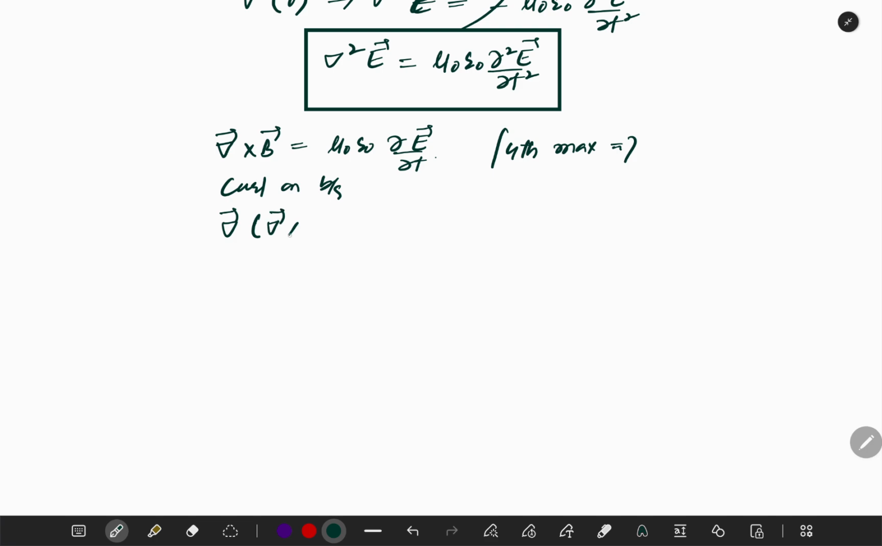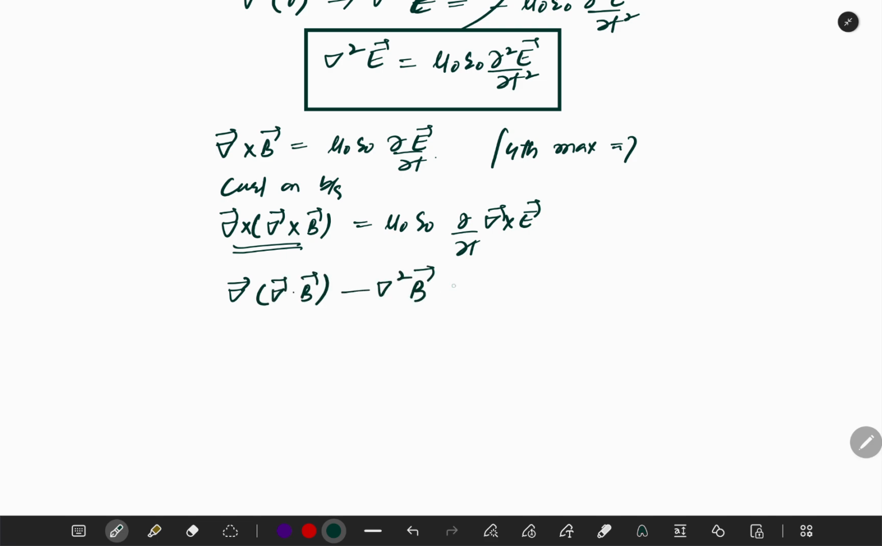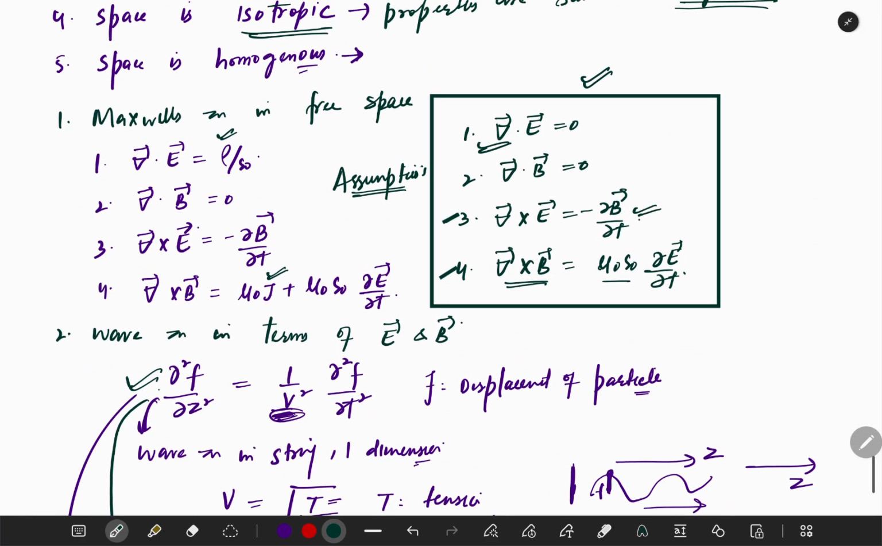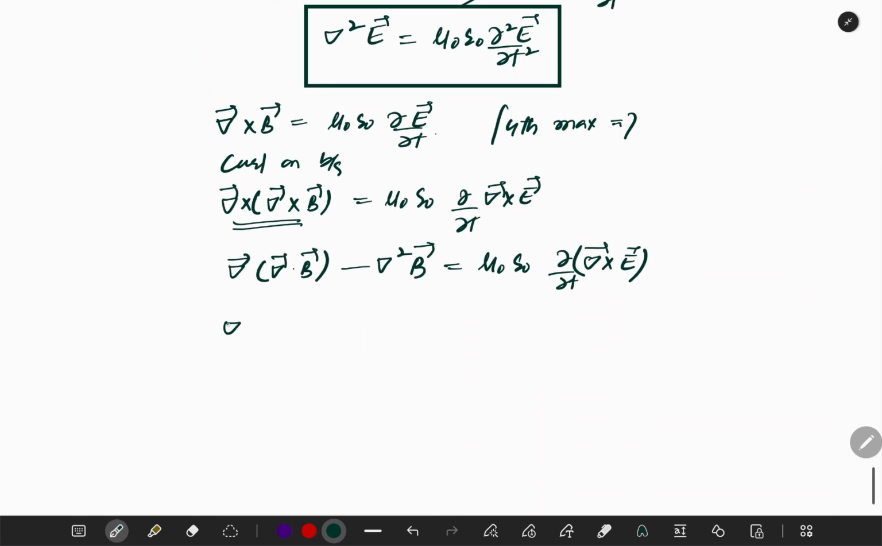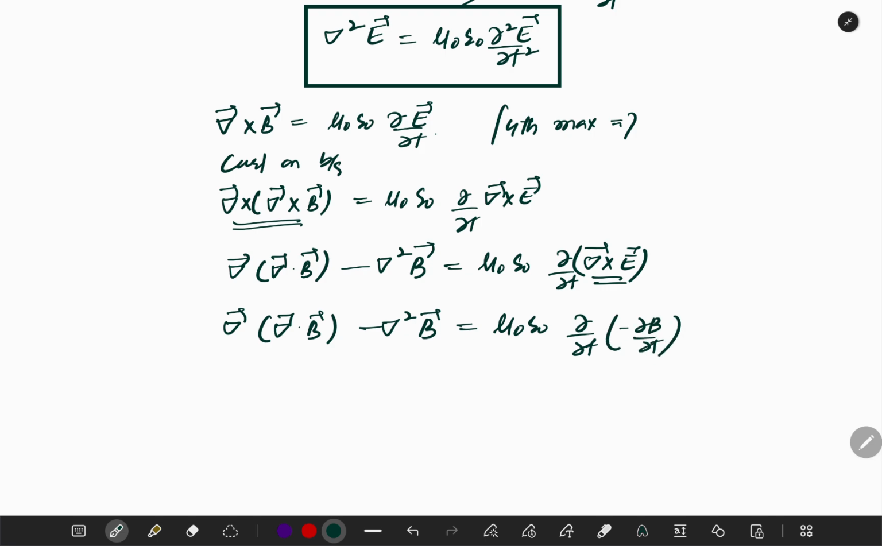Curl of curl of B equals mu 0 epsilon 0 dou by dou t of del cross of E. Applying exactly the same way, it becomes gradient of del dot of B minus del square B equals mu 0 epsilon 0 dou by dou t of del cross of E. And we know del cross of E is minus dou B by dou t, applying the third Maxwell equation.